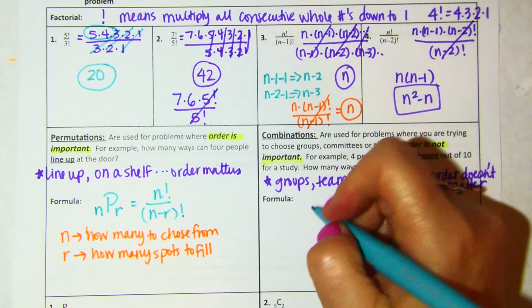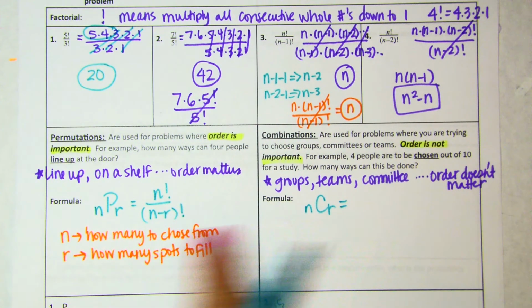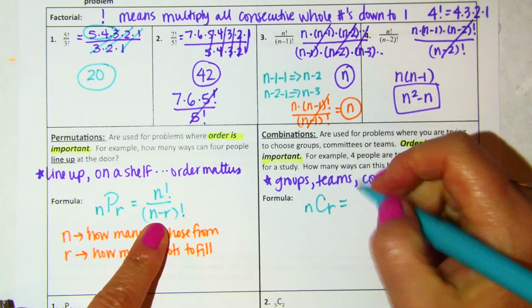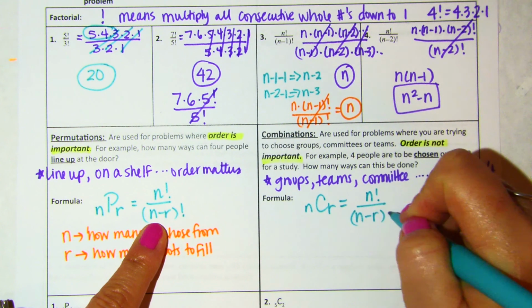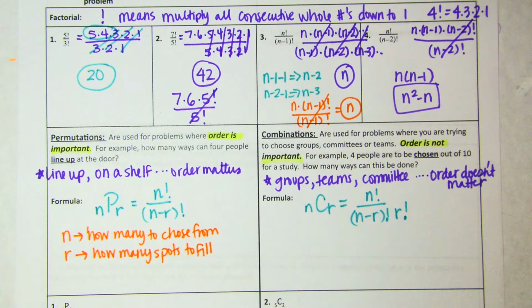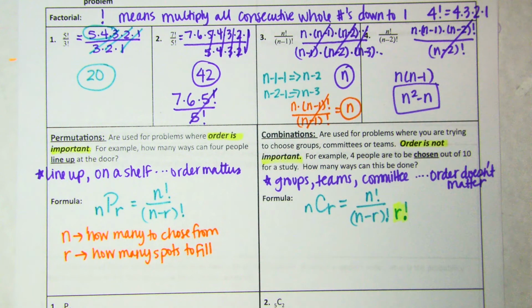Okay, now combinations is nCr, so they look really similar. The P is for permutations, the C is for combinations, and the formulas are almost identical. They start off the same, and the only difference is it has this little r factorial additionally on the bottom. Other than that, they're essentially the same formula.